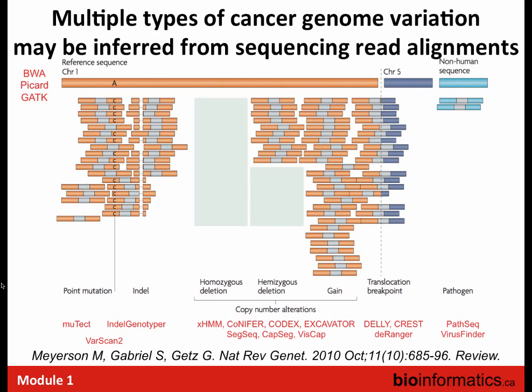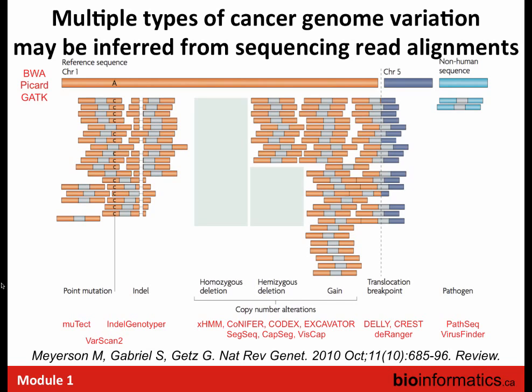This is just a cartoon of the real data I just showed you, to illustrate that multiple types of cancer genome variation can be inferred from these sequencing read alignments. Exactly like I just showed you, here's the human genome reference along the top. Here's a cartoon of all the DNA sequencing reads. And specifically in cancer, we're interested in point mutations, which are sequence differences, insertions and deletions, indels, missing 2 or 3 up to 50 bases. Homozygous deletions, the absence of data, we infer as a deletion. There's no DNA there to be sequenced. Hemizygous deletions, half as much data as we'd expect.